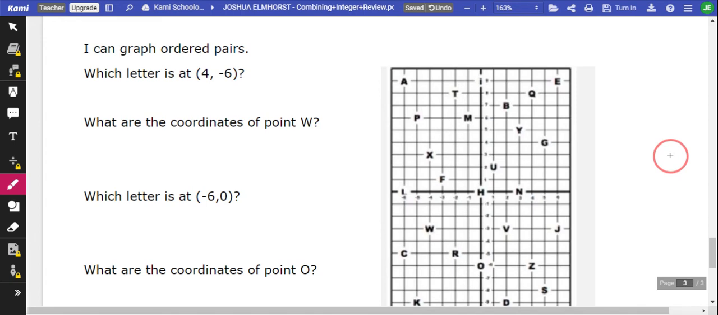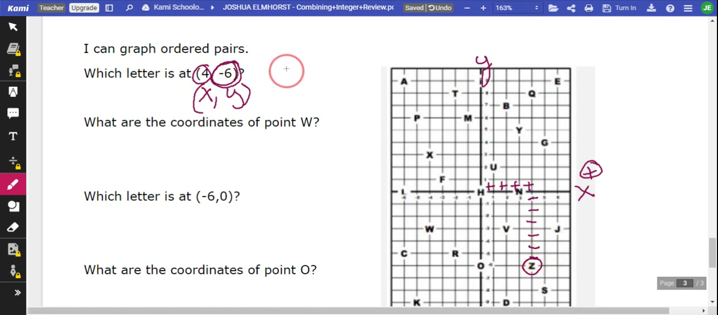So I can graph the ordered pairs. Which letter is at 4, -6? So x, comma y. So x is 4 and y is -6. So you're going to label here. There's your x. Here's your y. So this is positive. So we're going to go to the right. 1, 2, 3, 4. And then we're going to go -6. -1, 2, 3, 4, 5, 6.